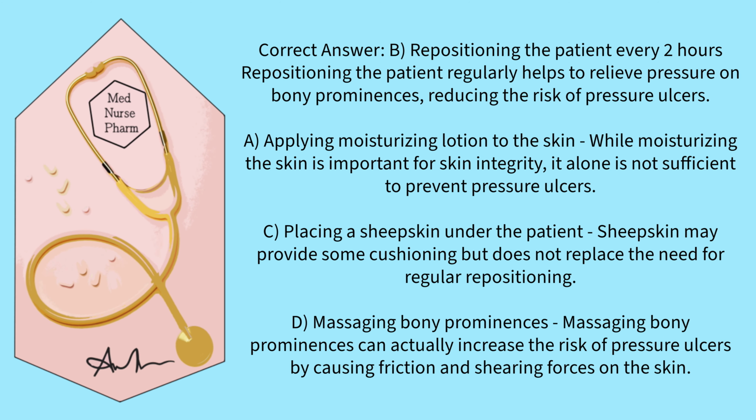If you chose option B, you are correct. Repositioning the patient every 2 hours. Repositioning the patient regularly helps to relieve pressure on bony prominences, reducing the risk of pressure ulcers.